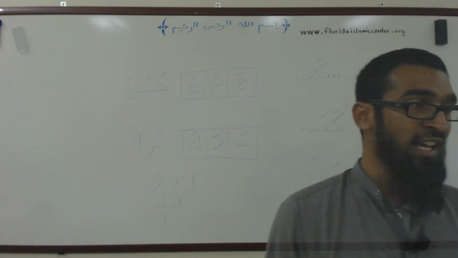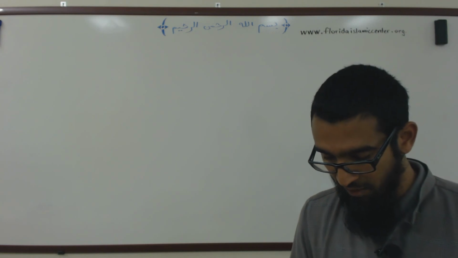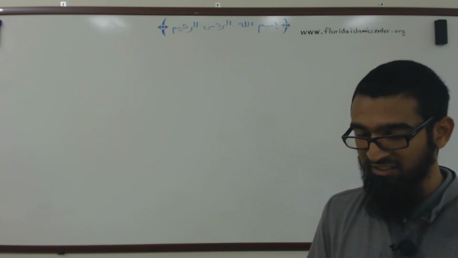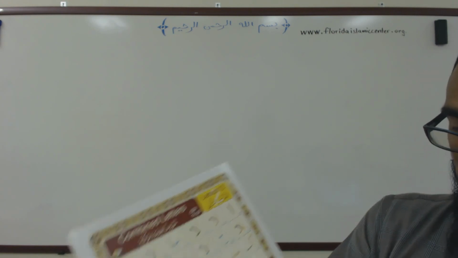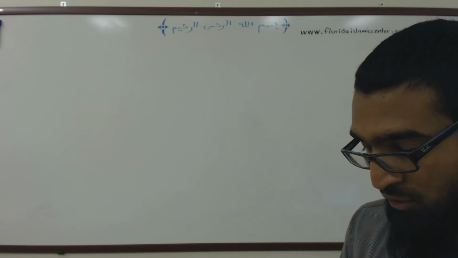Okay, so in this exercise, we're going to practice identifying the letters in the beginning, the middle, and the end. So we're going to see the letters. Some of them are going to be mixed up in a word. Some of them are going to be isolated. So we're on page 7 in the book called Al-Qa'idatu Nuraniya.